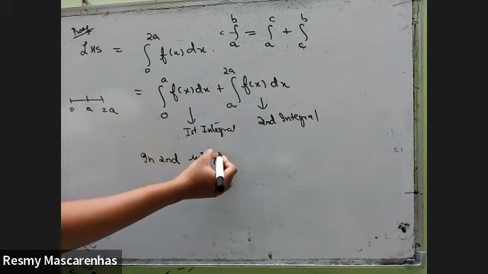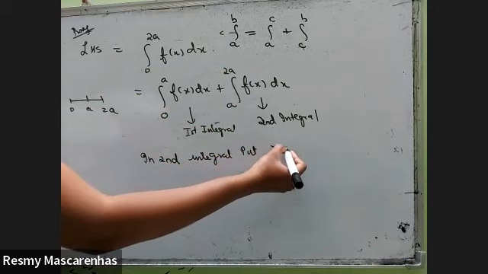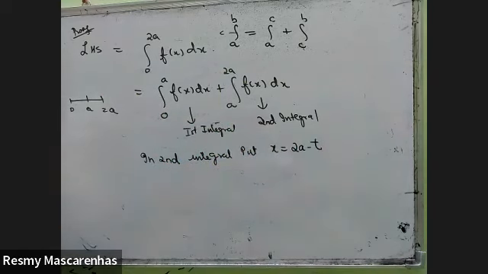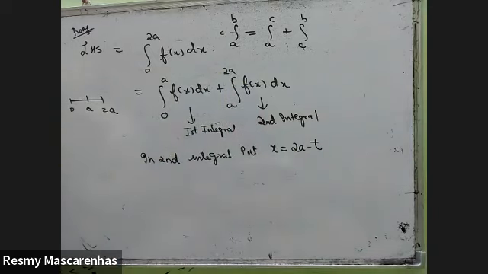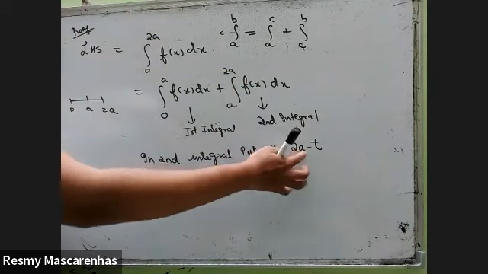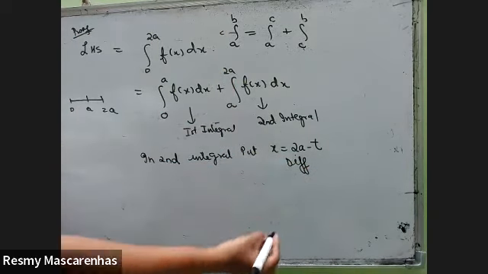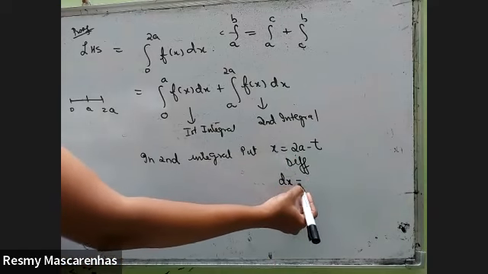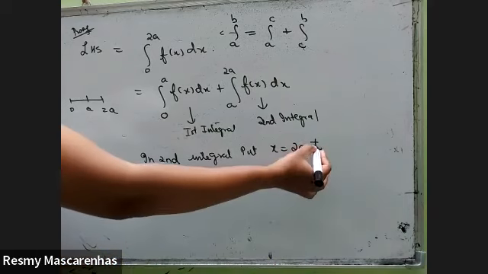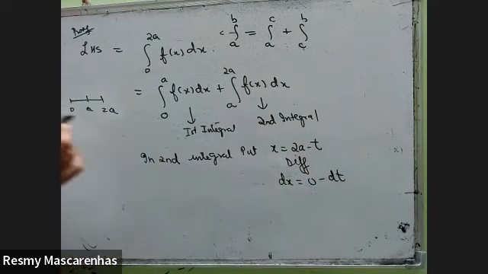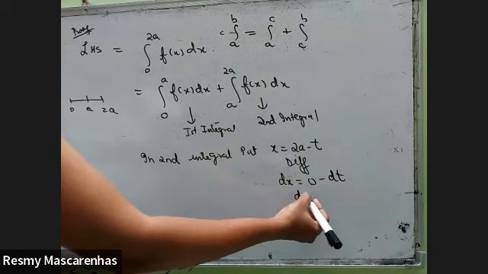Put x is equal to 2a minus t. This substitution you have to remember for this proof. In the second integral, put x is equal to 2a minus t. So this is the substitution. And I told you, anytime we substitute, we have to differentiate it also. So this will be dx. Derivative of 2a will be 0 because it's a constant. And derivative of this will be dt. So finally, dx is nothing but minus dt.